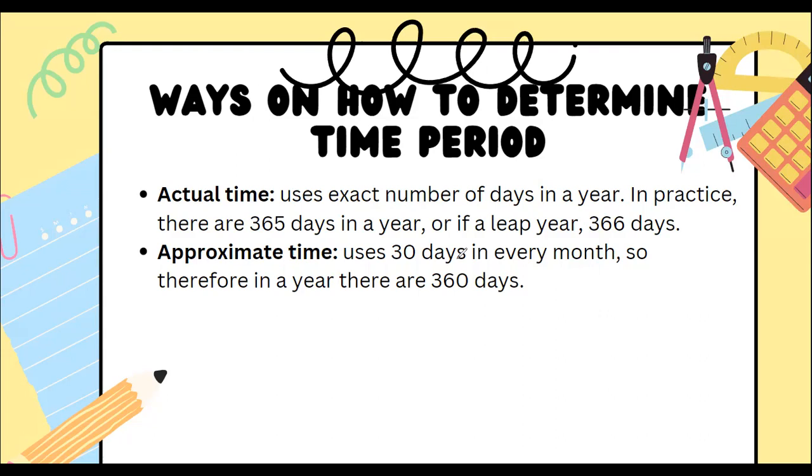Okay? So, be familiar with these two terminologies or time periods. Again, actual time is 365 days if not a leap year, and 366 days if a leap year. In approximate time, in 1 year, there are 360 days. Okay?